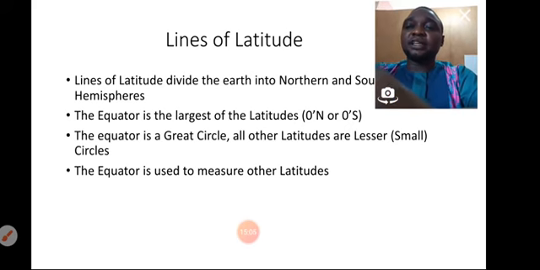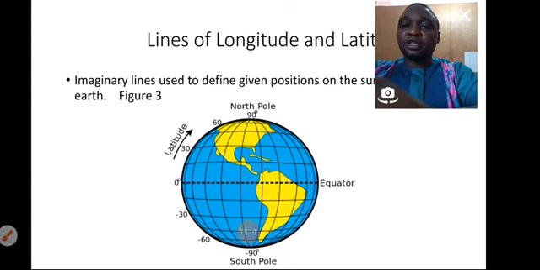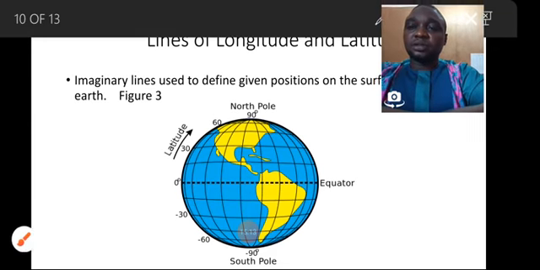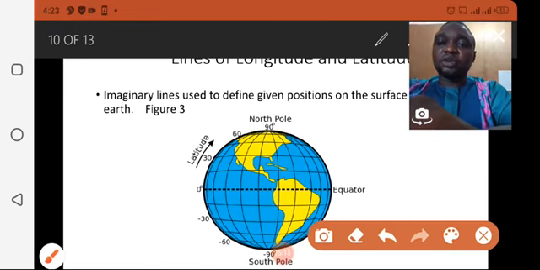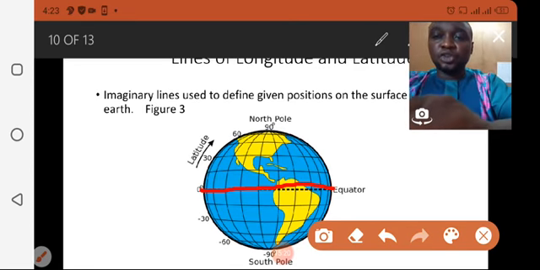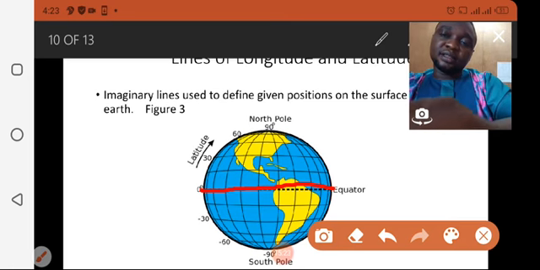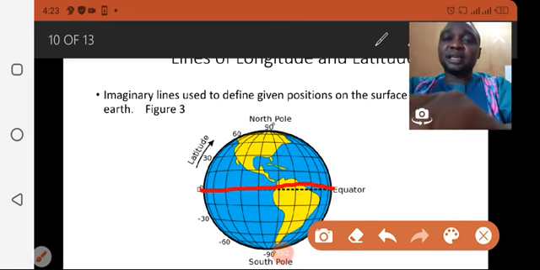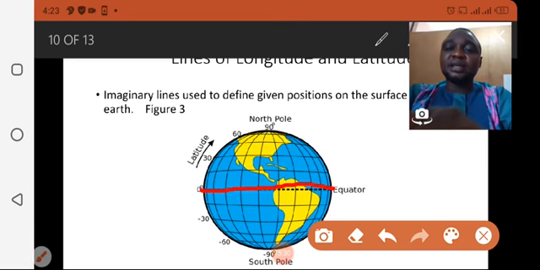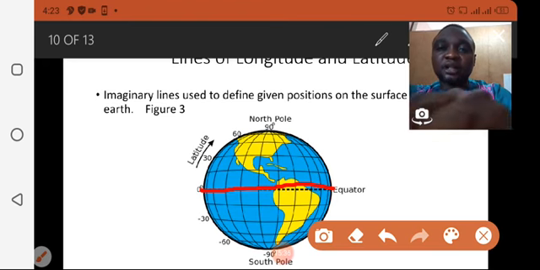I said also that the equator is a great circle. As you can see, if you were to cut the earth, if it were possible to cut the earth at the equator, you will observe that when you cut the earth, the shape you're going to have will still retain the same radius as the initial shape of the earth. I hope we are good on that.